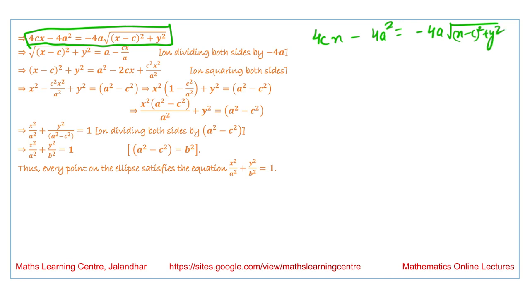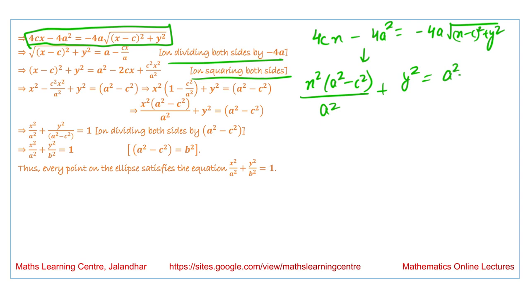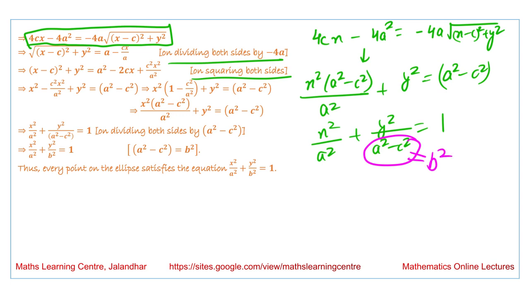And if we again first divide it by 4a and square both sides of this equation, the equation will come to the form x square into a square minus c square divided by a square plus y square is equal to a square minus c square. So we are getting x square over a square plus y square over a square minus c square equal to 1. And we know that the value of a square minus c square is equal to b square, where b is the length of the semi-minor axis.